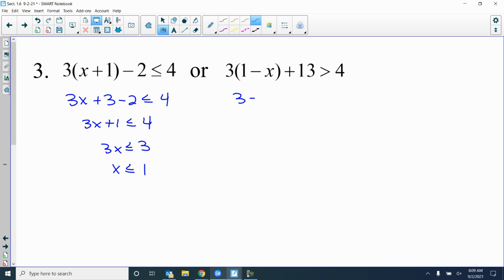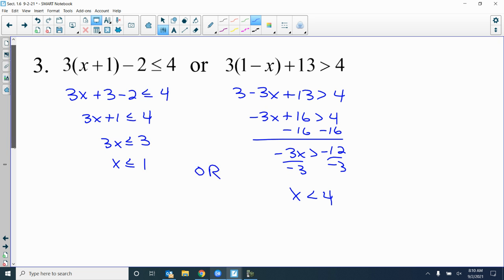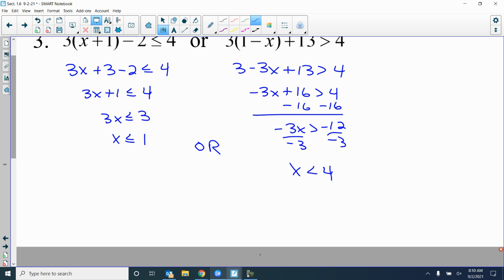Distribute the 3. 3 minus 3x plus 13 greater than 4. Negative 3x plus 16 is greater than 4. Subtract 16. I get negative 3x is greater than negative 12. Divide by negative 3. Flip that sign, so I get x is less than 4. So or. Now all you are required at this point is to give me the final interval notation.